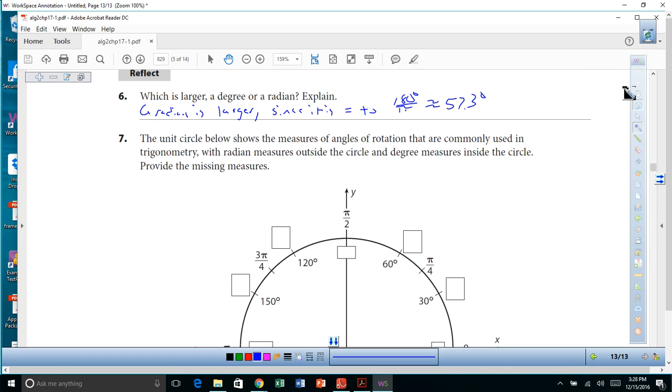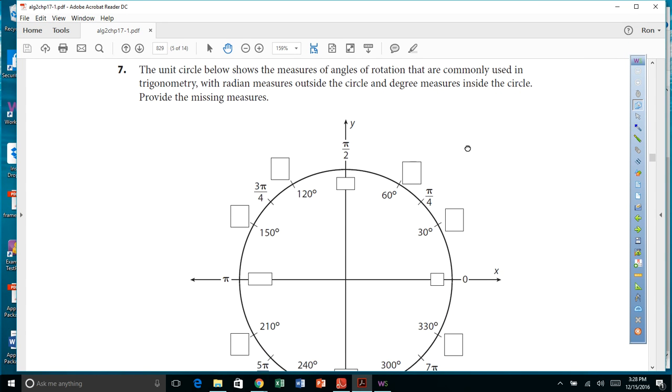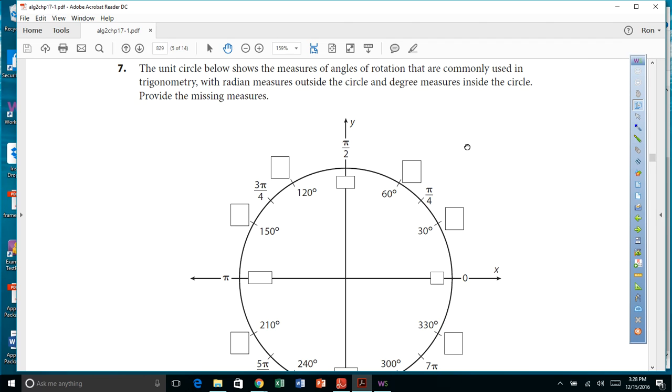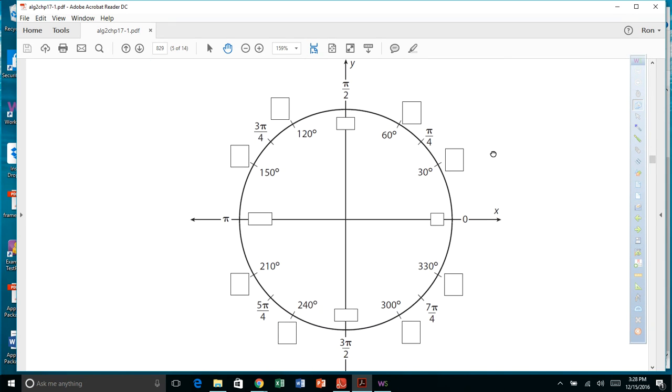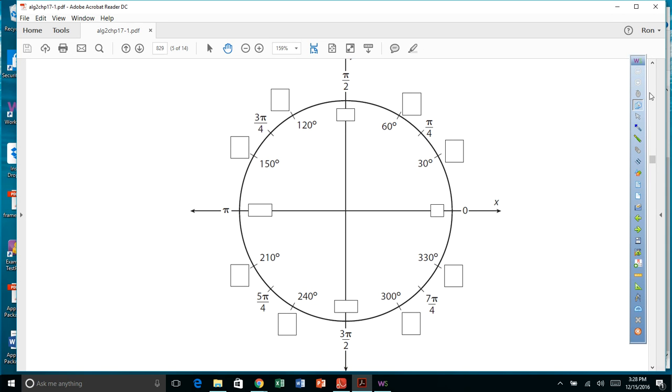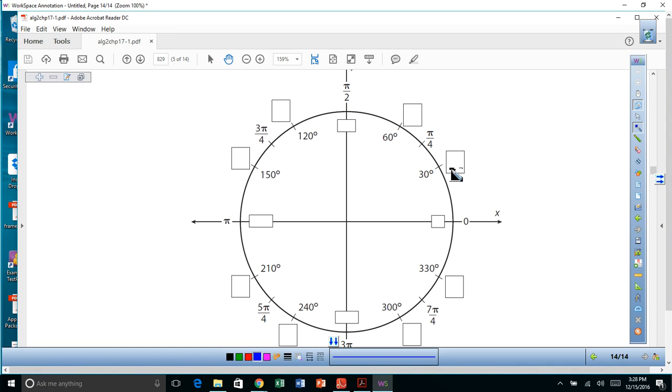The unit circle below shows the measures of angles of rotation that are commonly used in trigonometry, with radian measures outside the circle and degree measures inside the circle. Provide the missing measures. Okay, let's see if we can do this. All right, there's a little bit of a trick to it. Okay, so this is pi over 2, right? That's pi over 2 right there. Now, half of that is pi over 4. You with me? And that's 90 degrees, right? We know that's 90 degrees.